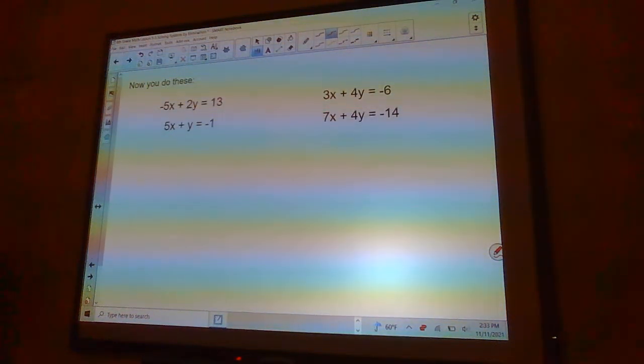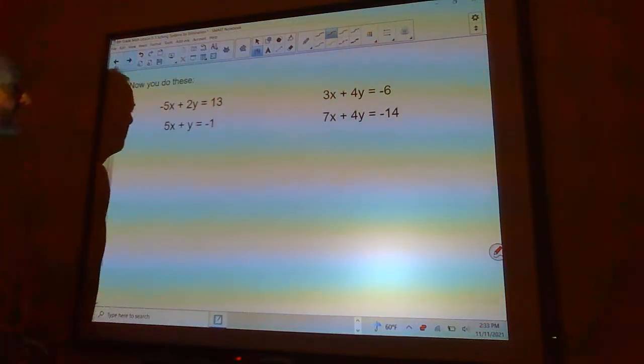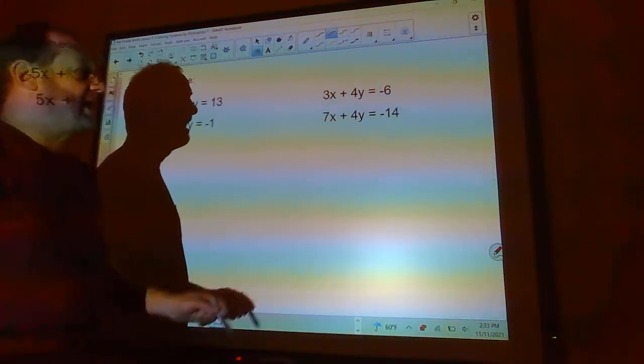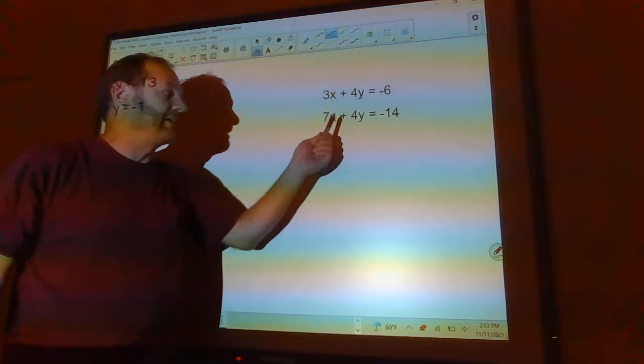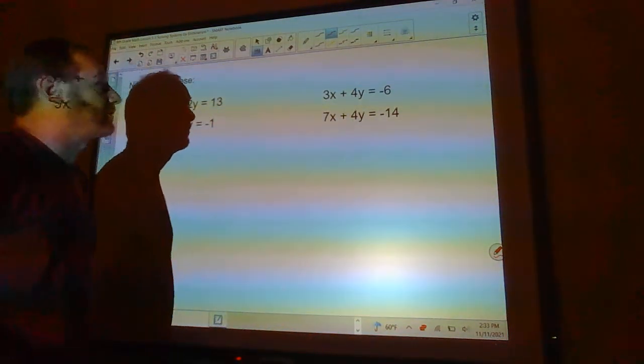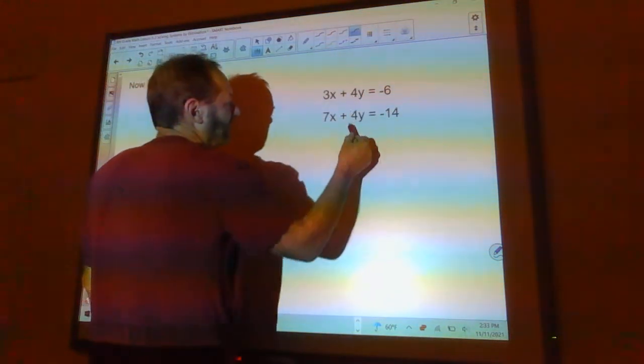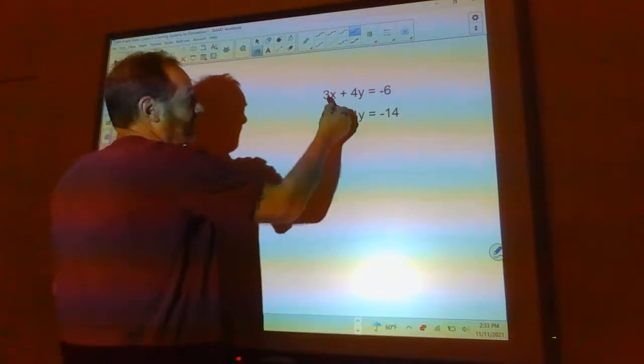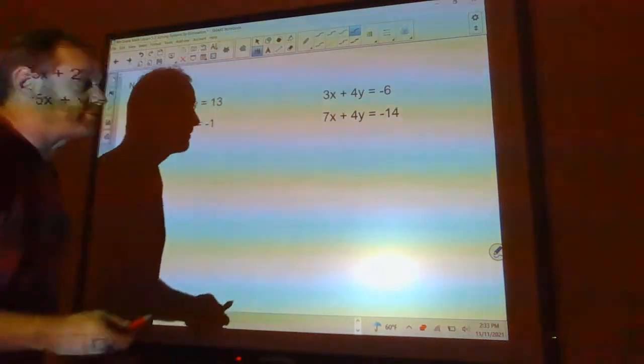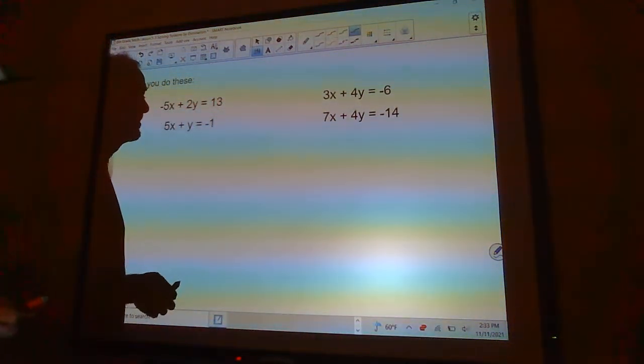Okay, so let's look at this one. We'll do this one together. This is the first one that doesn't have opposites, okay? I've got a 4y and I've got another 4y. These are not opposites, so I need to do something to one of these equations. Here's what I'm going to do. I need to get these to be opposites, okay? I can get these to be opposites if I wanted to. It's just more work. Choose the variable that's the least work.